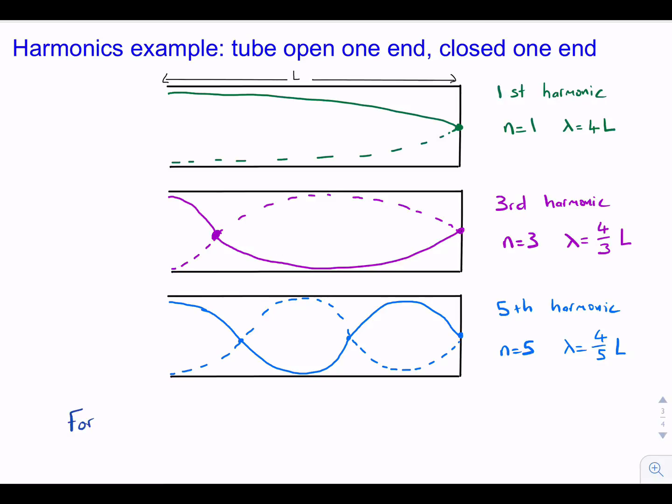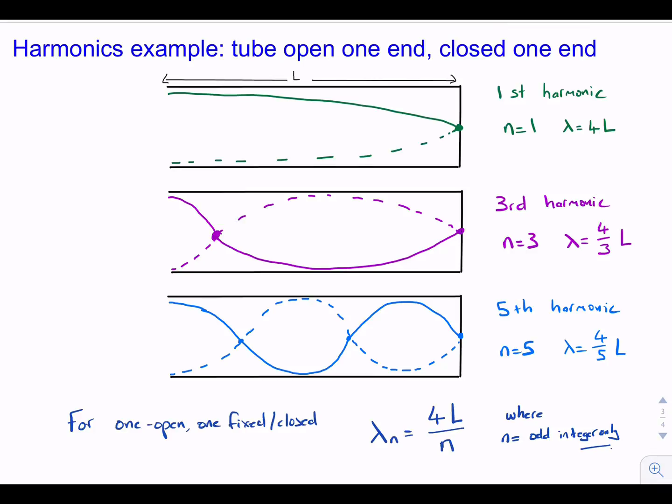So for a one open, one fixed or closed end system, the harmonics lambda n equal 4L on n, where n is only an odd integer. So we can't have n equals 2 in the system of a tube open one end and closed one end. We can extend that to the frequency, f n equals n v on 4L.